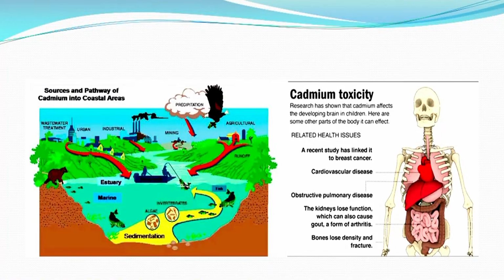Cadmium can affect fertility and may harm fetal development if exposure occurs during pregnancy. Common sources of exposure include cigarette smoke, contaminated food, industrial emissions, and improper disposal of electronic waste. So, as we see in the figure, you can see several sources and pathways of cadmium toxicity and sources of the problem.